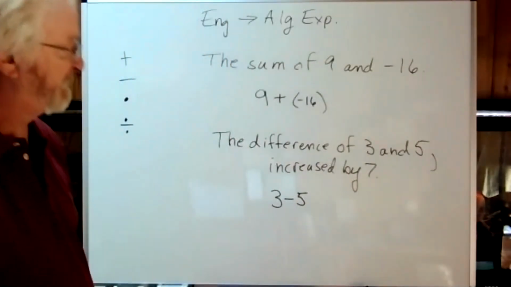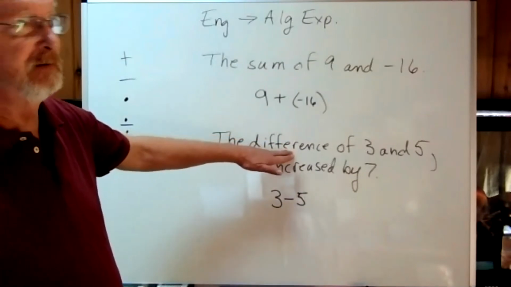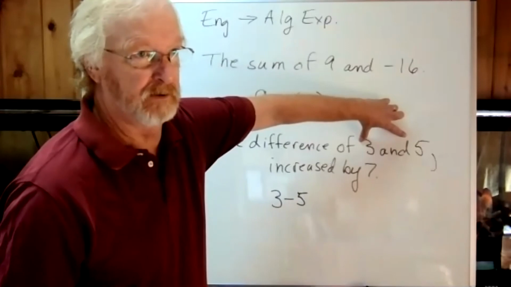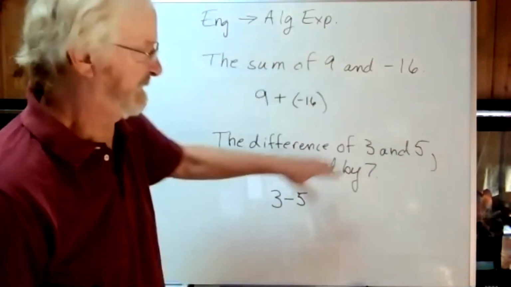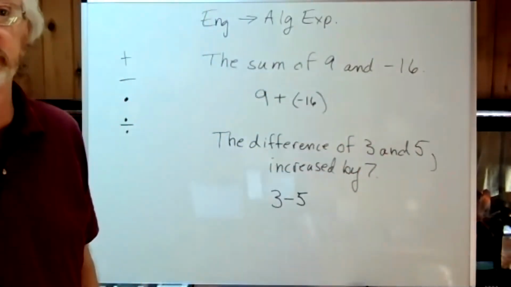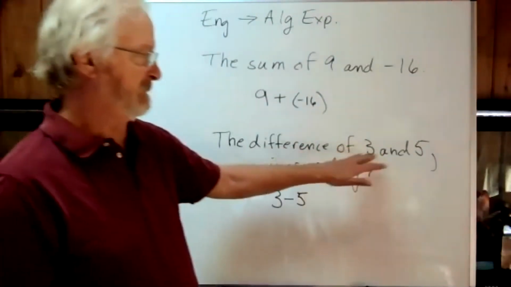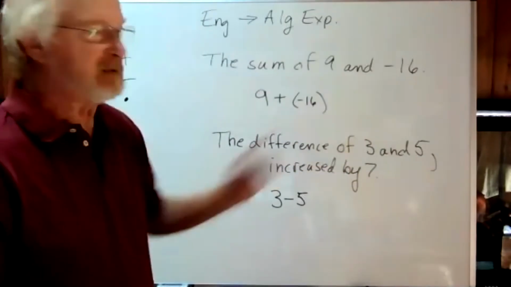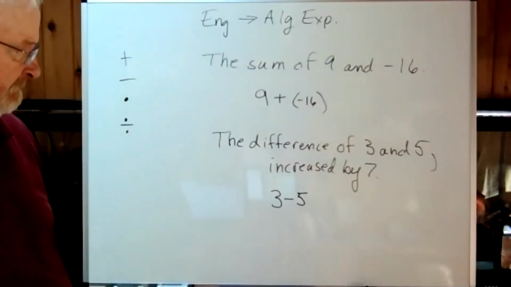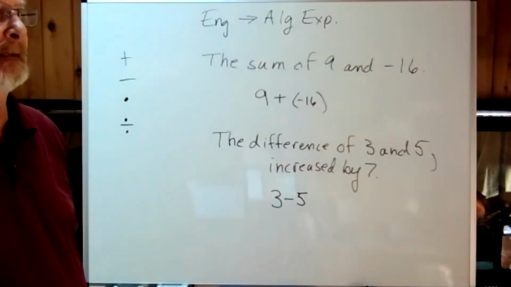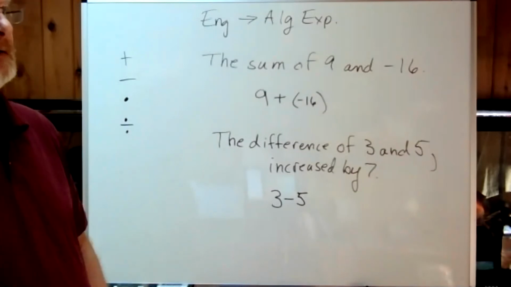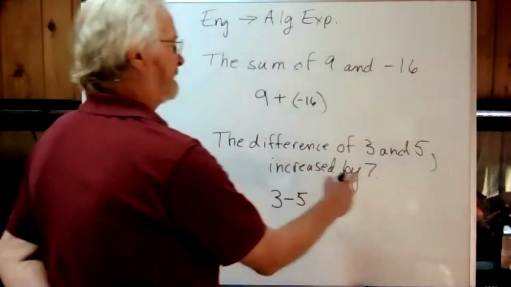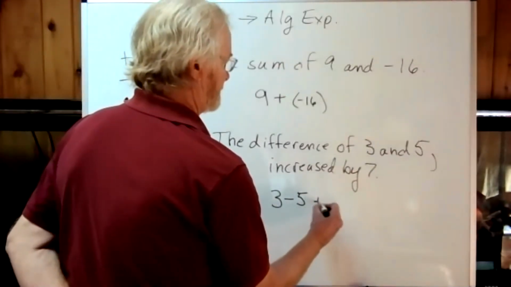When we're talking about subtraction or division, you want to present those numbers in the order they were given. So it was 3 minus 5 and not 5 minus 3. The difference of the first minus the second. Now, increase that by 7. Well, okay, we can get away with it. Order of operations will tell us to do it correctly. We can increase that by 7 by just adding 7.